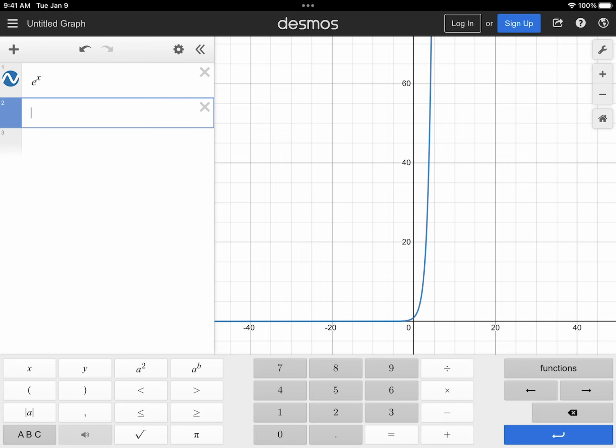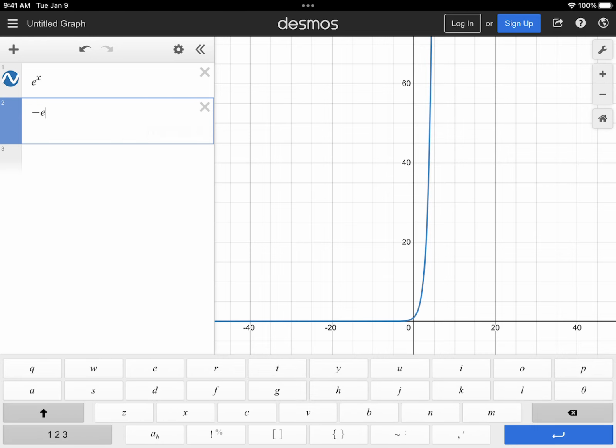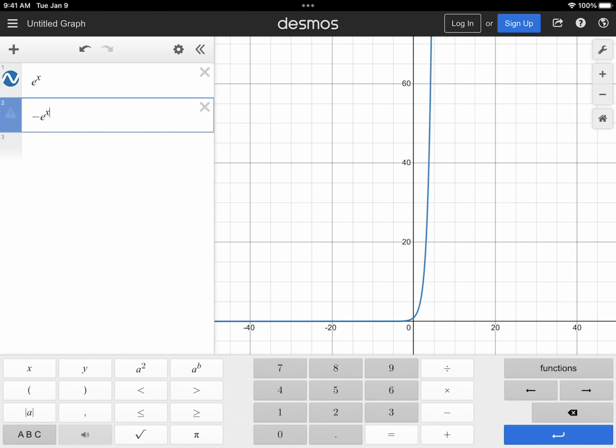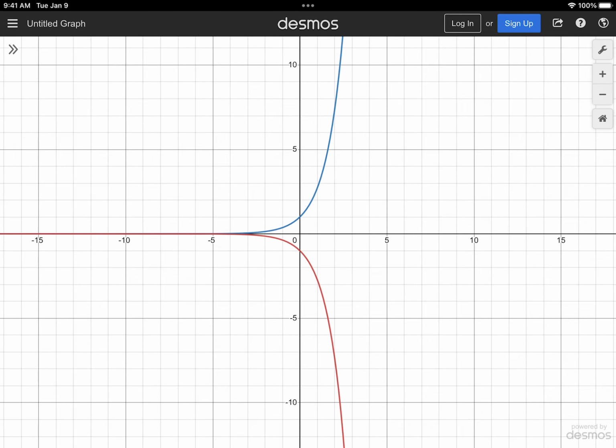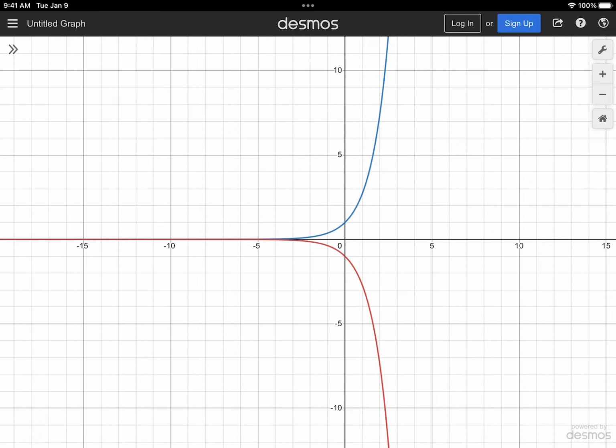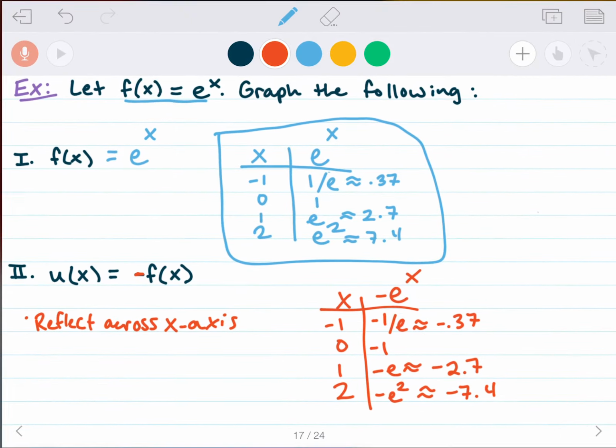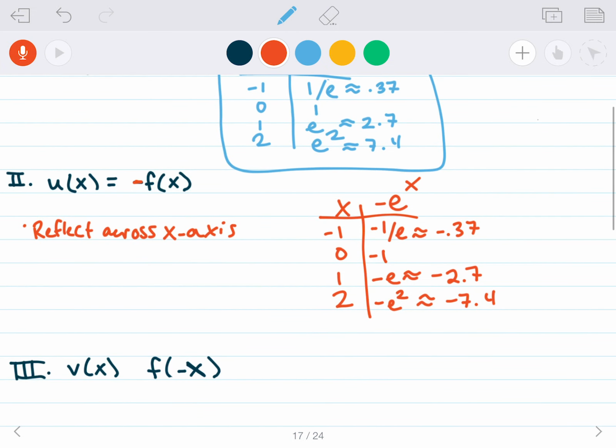So let's do negative e to the x. And let's make this red. All right, so we can see what's going on here. This red is a reflection of e to the x across the x-axis. We can see that the x-axis acts like the mirror there. And let's take a look at our next function here.